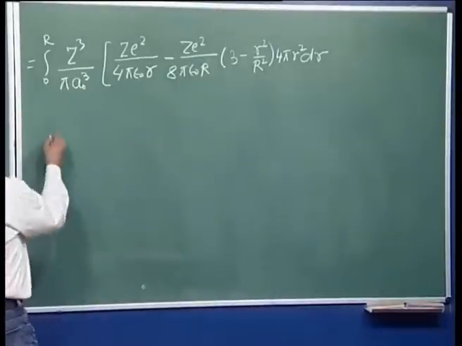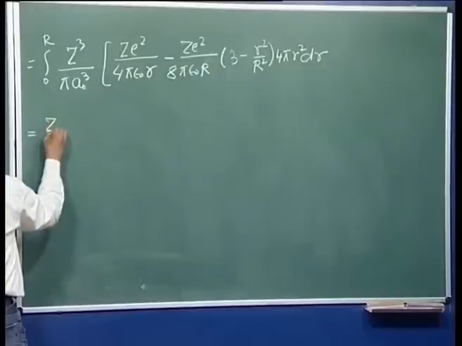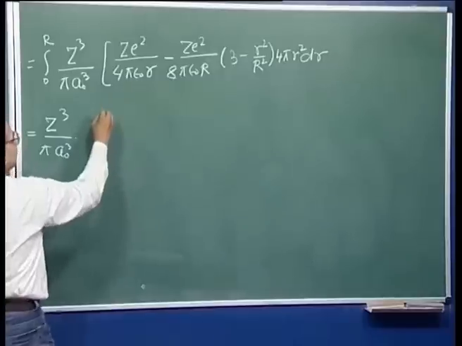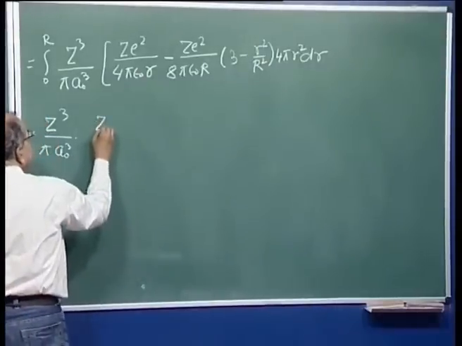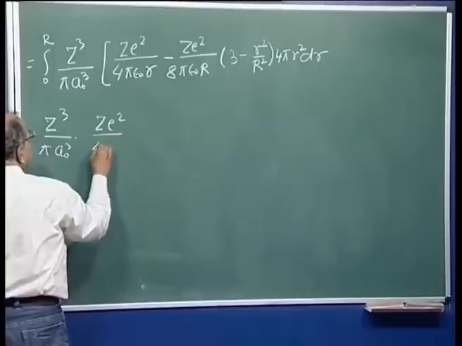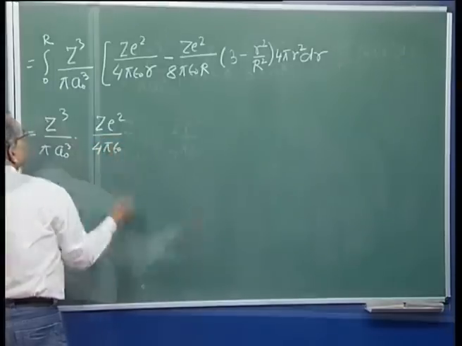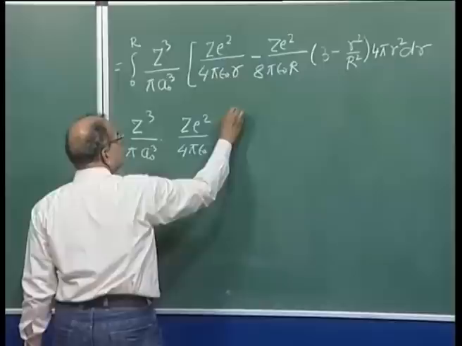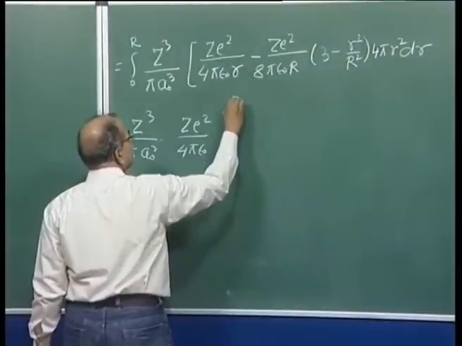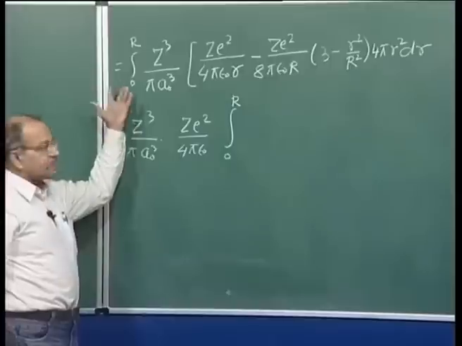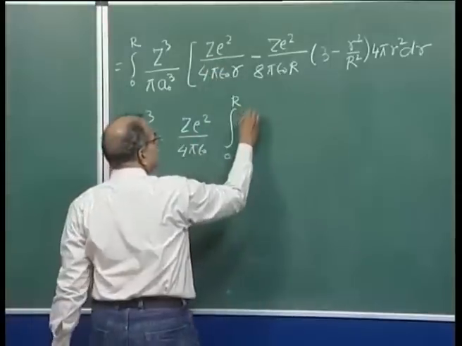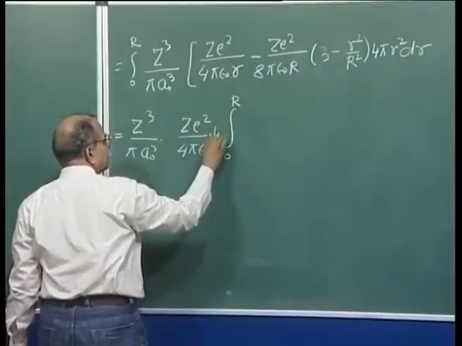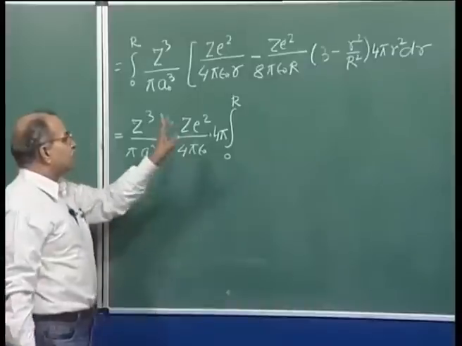So, let us integrate. Something I can take common. So, Z cube over pi a naught cube, and from here what can I take? Let us take Z e square over 4 pi epsilon naught. Let us take this much out from this bracket, and then integration 0 to capital R. I am taking it out of the integration sign, constants. So, that 4 pi also I can take out, and then it is only r square.